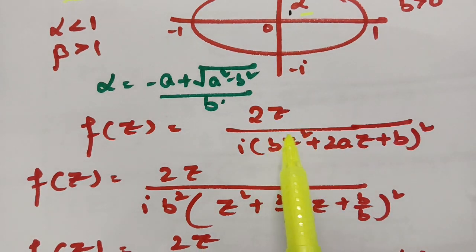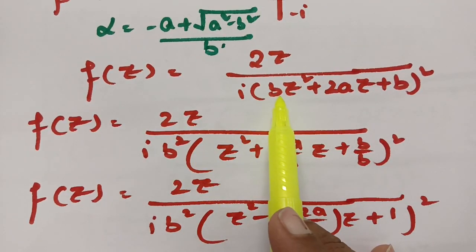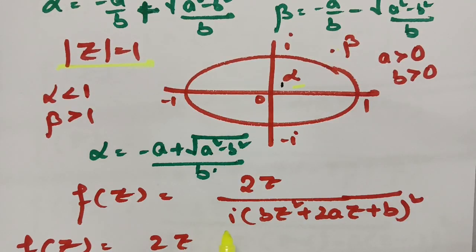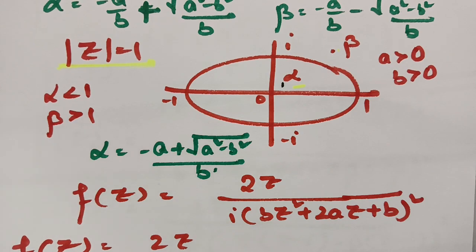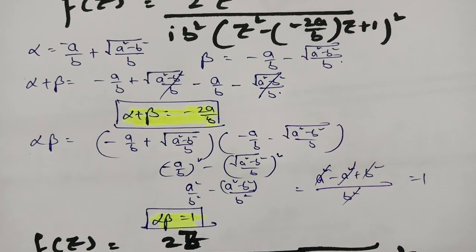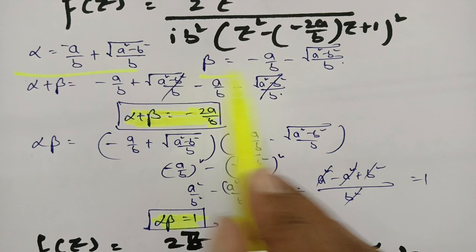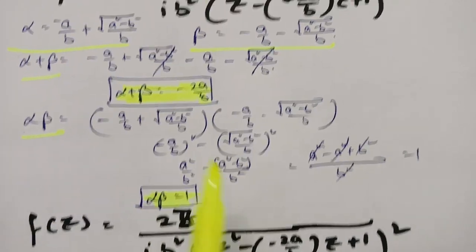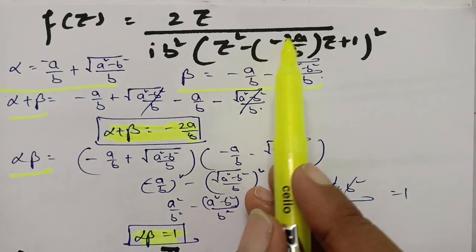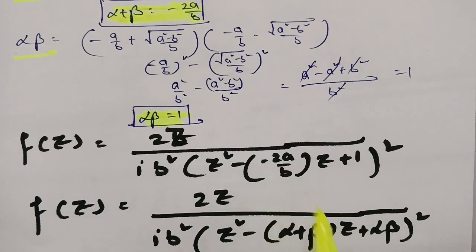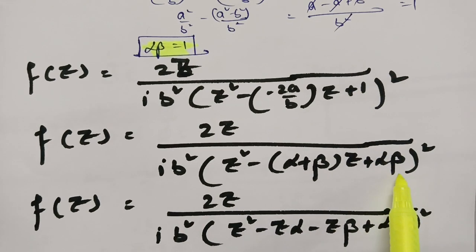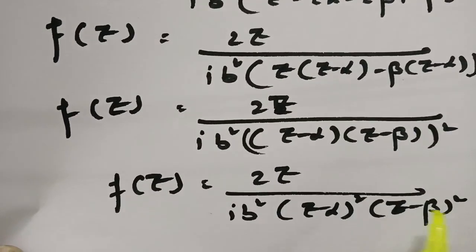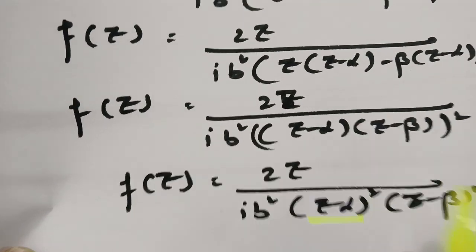I have taken f of z again, and see here, I have taken b square common from this, and written minus 2a by b plus 1 whole square. The alpha value is very clear as this one, and the beta value is this one. If I add these two, this is the value, and if I multiply these two, this is the sum of the roots and this is the product of the roots. So in place of minus 2a by b, I wrote alpha plus beta, and in place of 1, I wrote alpha beta. After solving, f of z is very clear as this one. So alpha is a pole with order 2.